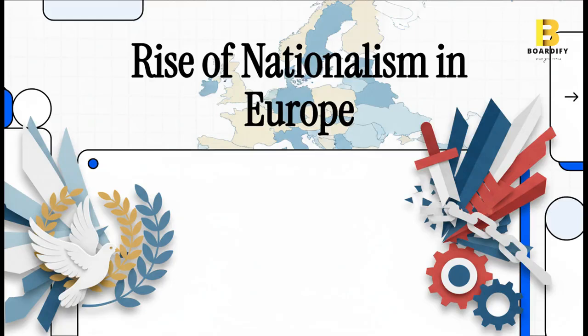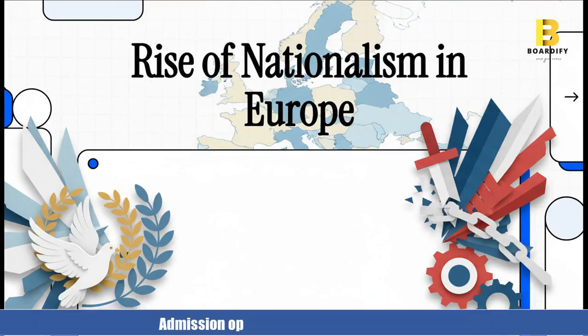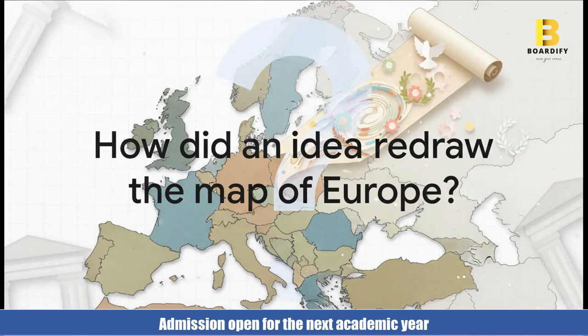Let's get straight into a super important chapter for your board exams: the rise of nationalism in Europe. We're going to do a quick revision and see how just one powerful idea literally changed the entire map of the continent. So you're probably wondering, how on earth did a single idea do all that?